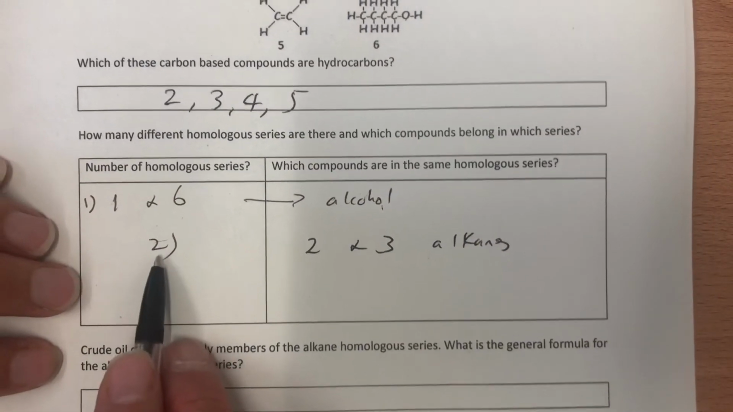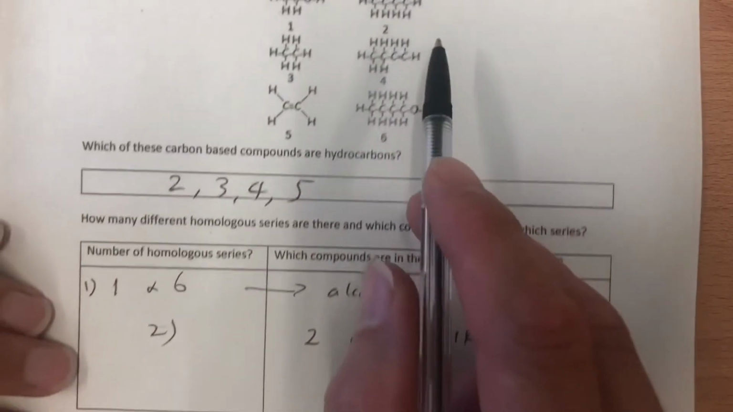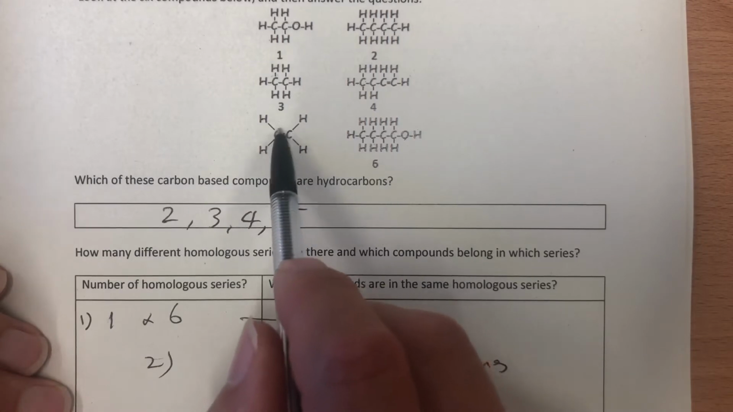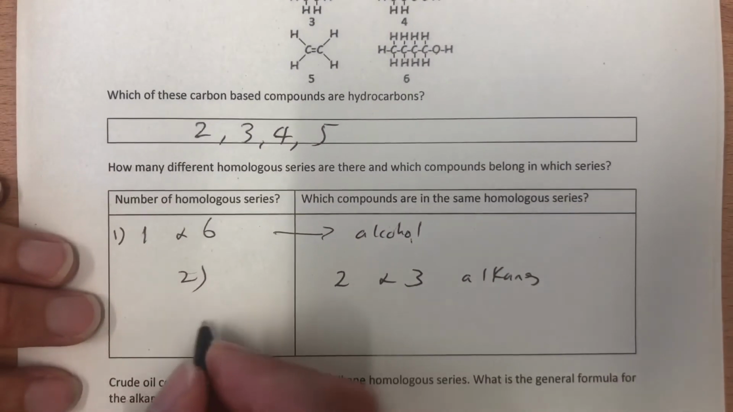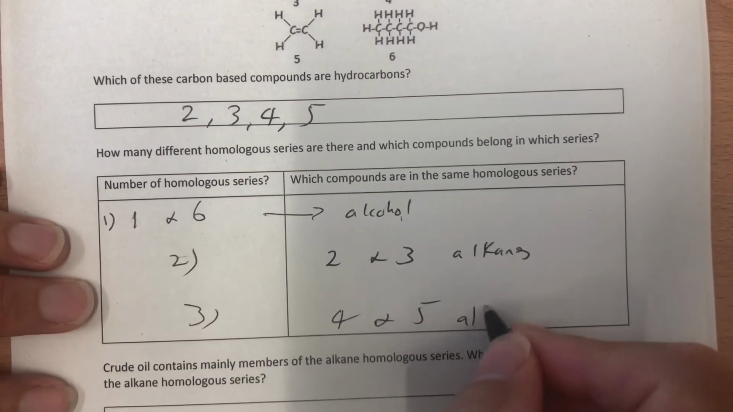There we go. So our second homologous series is numbers 2 and 3, and they are the alkanes. Right, our last one then. Number 5 has a carbon-to-carbon double bond. That's its functional group. Number 4 has a carbon-to-carbon double bond. So our third one is numbers 4 and 5, and these are the alkenes.